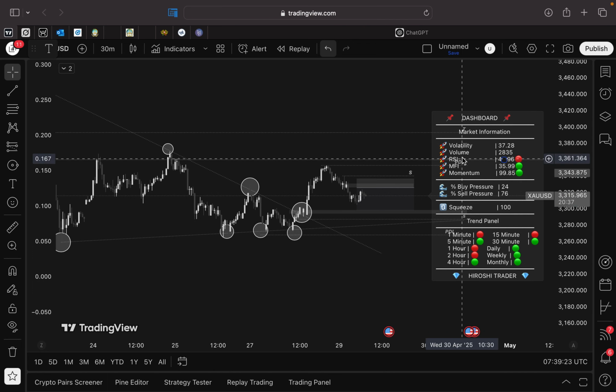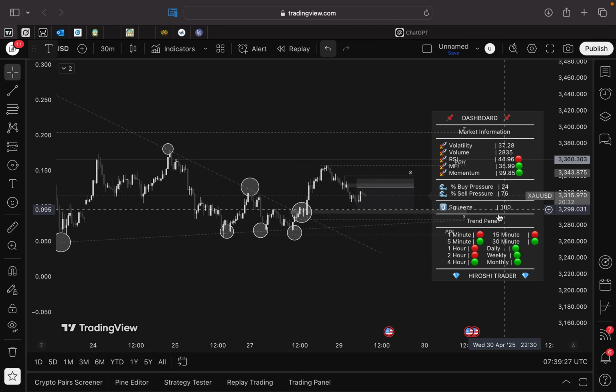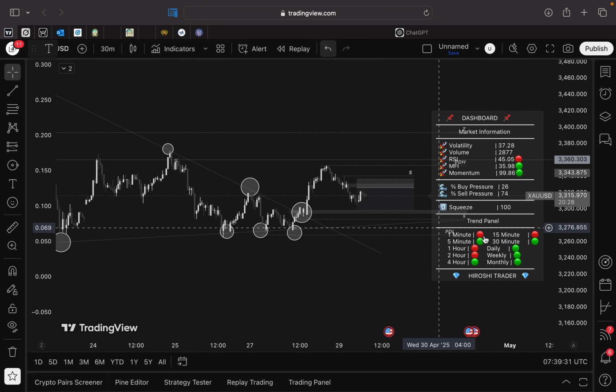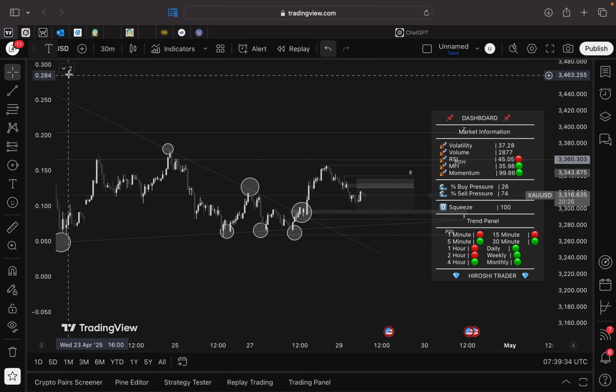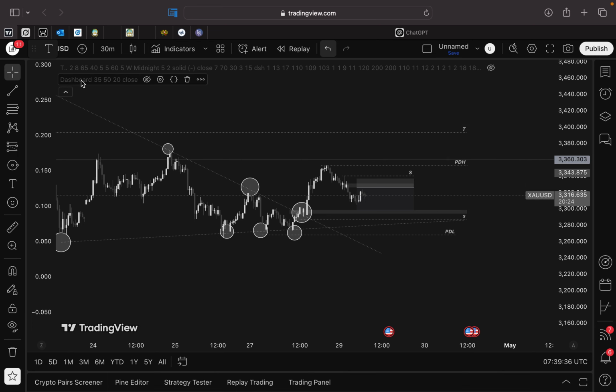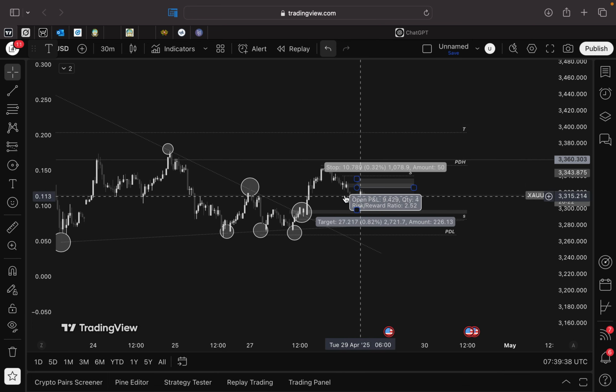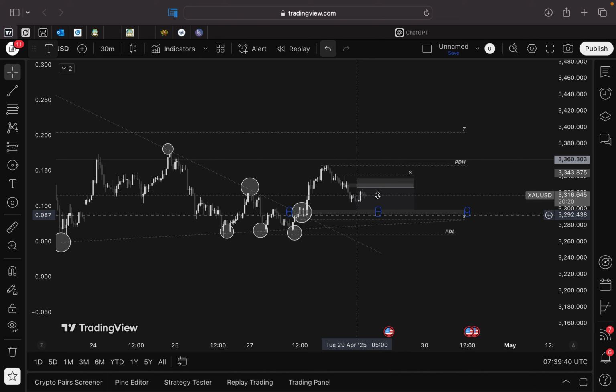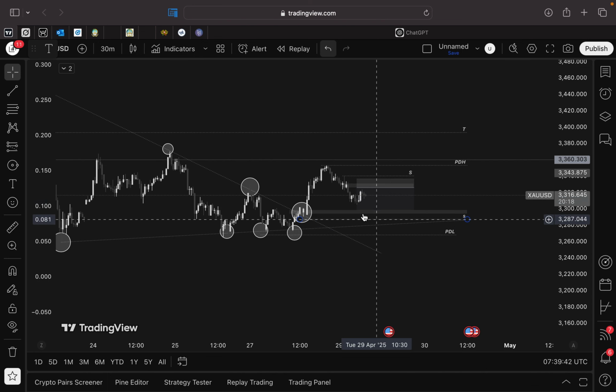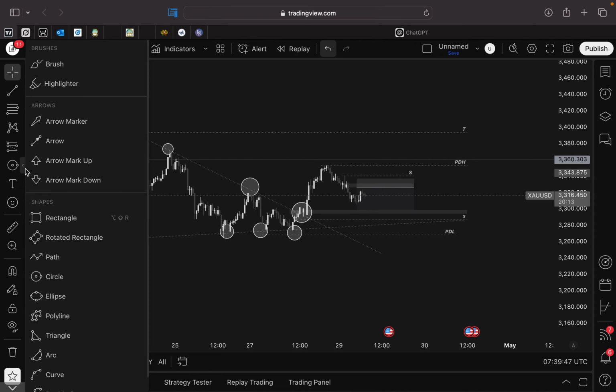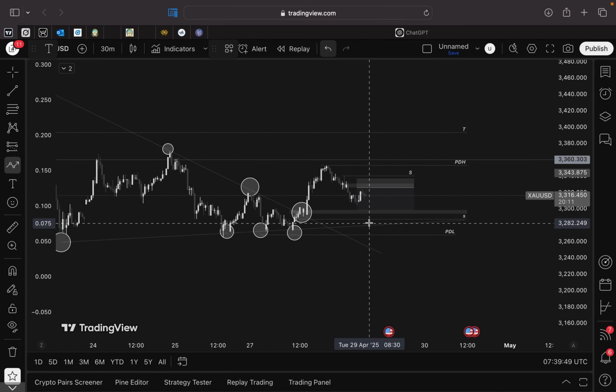The volatility, the volume, the RSI, the MFI, the momentum, the buy or sell pressure, and you can see that right now we have sell pressure at 76% and so on. Now, depending on the current volume and volatility in XAUUSD, we could have price push below our entry level. This is really important, so you have to watch out.